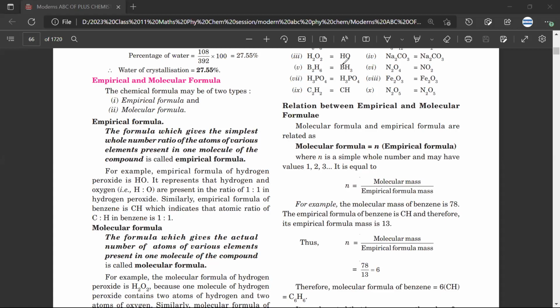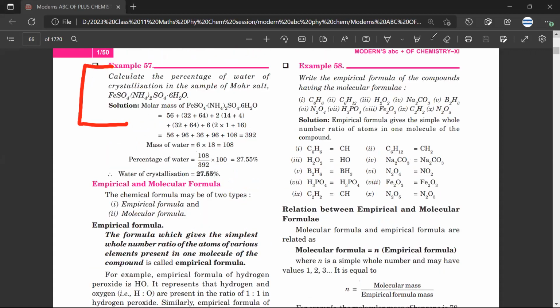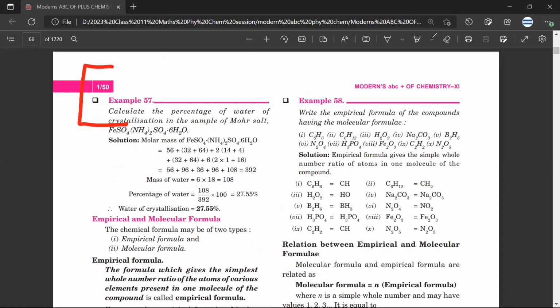So molecular and empirical formula. This topic is easy, requires calculations, requires an understanding of ratio. That is all that it requires. Again, if your ratio part is not clear, then you might face some difficulty. So we'll explain this with the help of these examples.